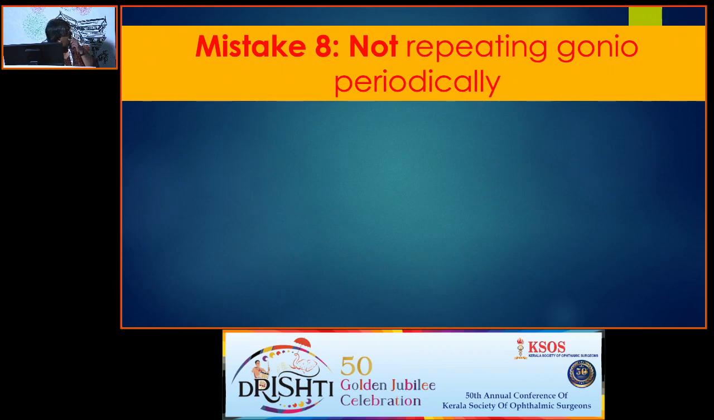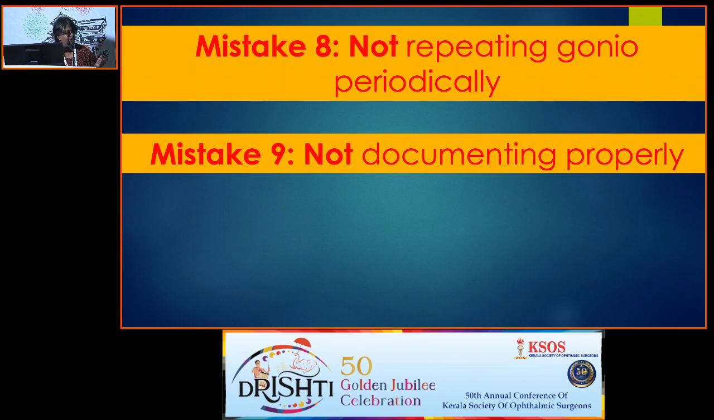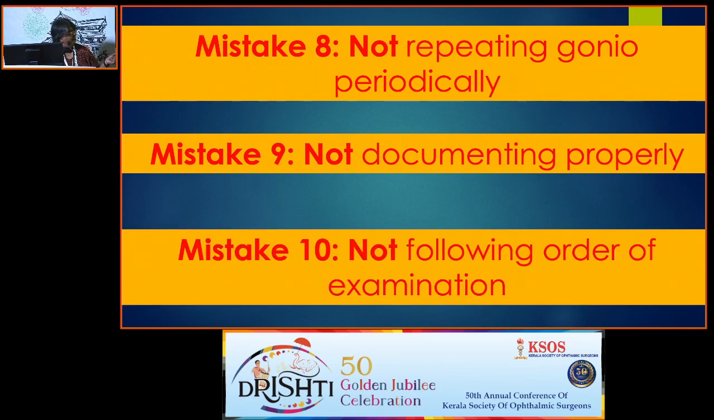The other mistakes are not repeating the gonioscopy periodically. So once you do the gonioscopy, it's not like a one-time procedure. You have to periodically repeat it, not documenting properly, and not following the order of examination. Order of examination, by that what I mean is, if you do gonioscopy first, it can reduce the IOP by 1 to 2 millimeter. So initially do the GAT and then do the gonioscopy. That is the order of examination. And you have to do both the eyes.